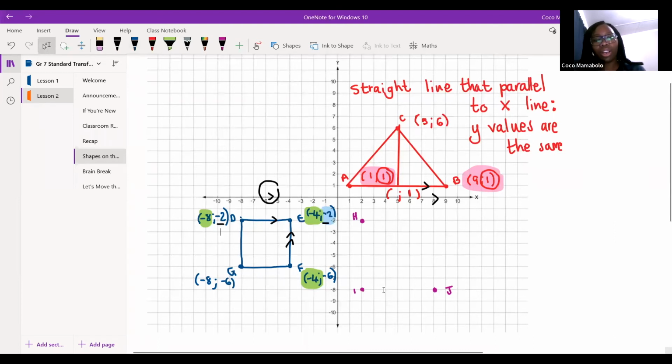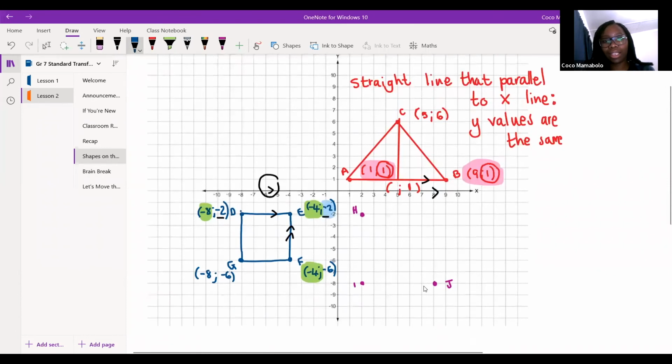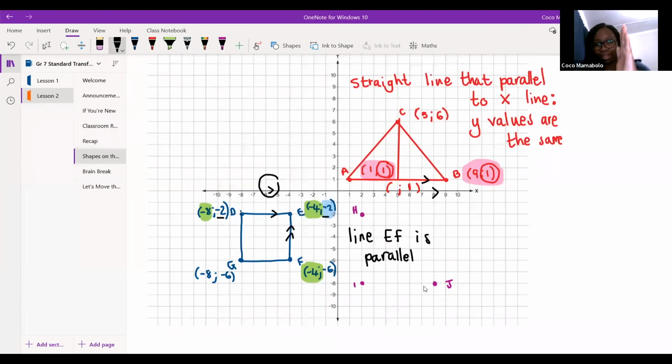Okay. All right, guys, I'm going to ask the question again. This line here, line EF. Sorry, I need to write it in black. Line EF is parallel to which line? The X line or the Y line? The straight line that goes down and up like this is parallel to which line? What do you guys think? Is it the X line or the Y line? Excellent, Mivuyo. It's the Y line.